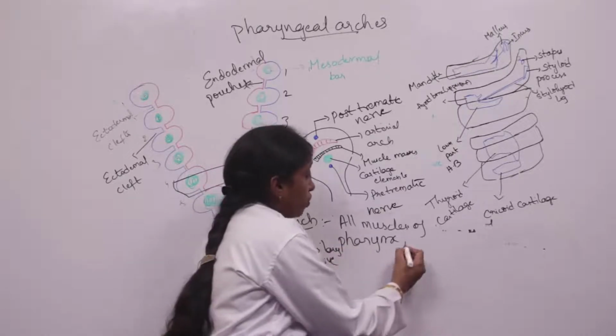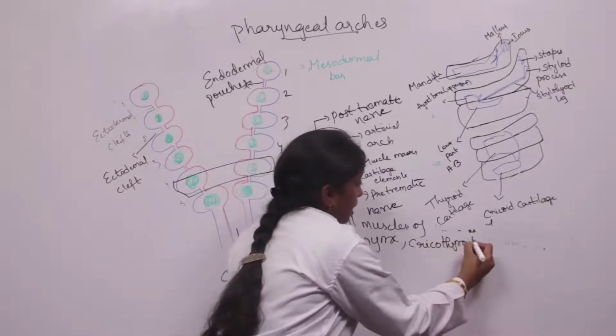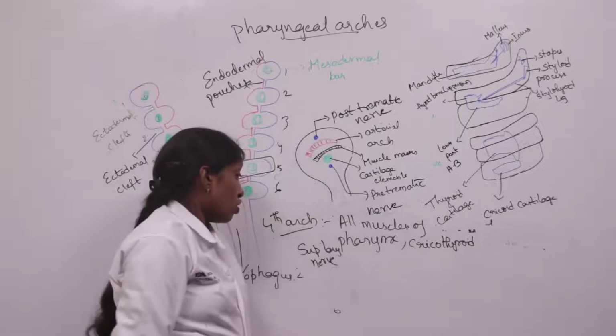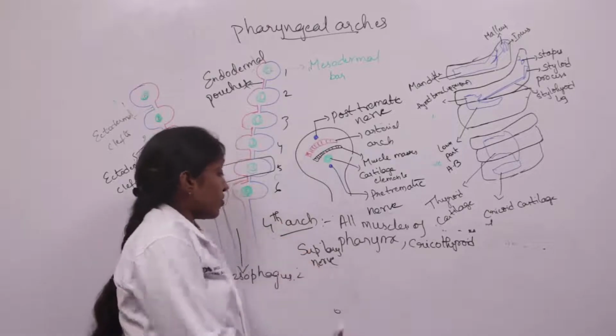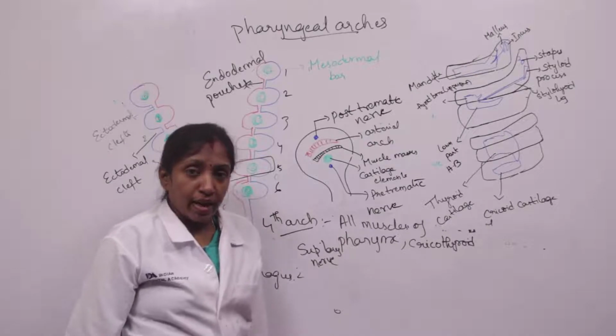And the cricothyroid muscle, which is a muscle of the larynx, is also derived from the fourth arch. That's why the cricothyroid muscle is supplied by the external branch of the superior laryngeal nerve.